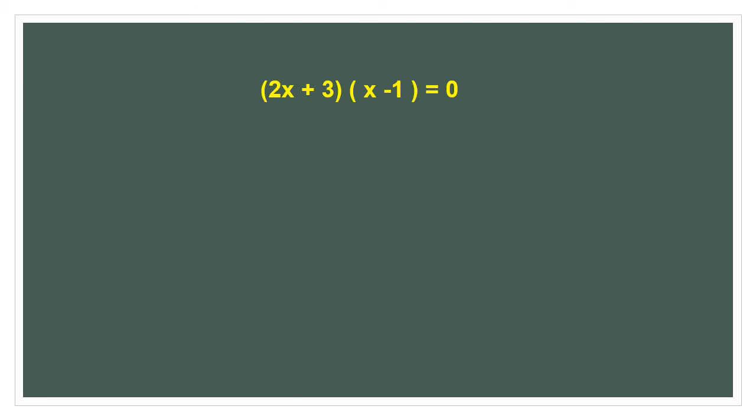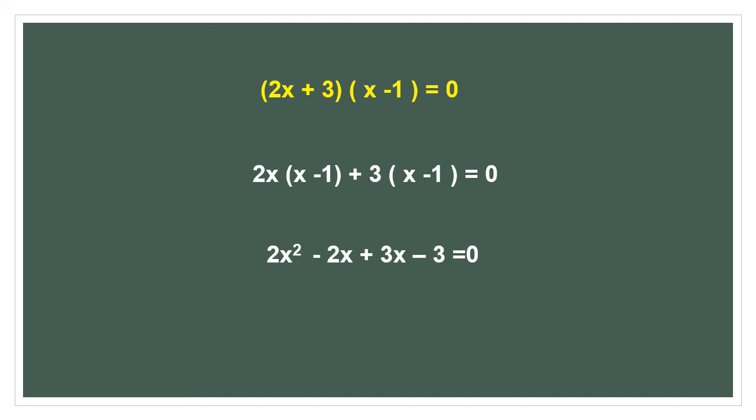Okay? So, ngayon, we're going to multiply yung ating first term of the first binomial factor dun sa ating second binomial factor na x minus 1. Then, yung ating second term of the binomial factor ay imumultiply din doon sa x minus 1. So, ganito na ngayon ang magiging itsura. So, 2x times quantity x minus 1 plus 3 times quantity x minus 1 equals 0. So, using the distributive property, ganito ang ating magiging sagot. So, we have 2x squared minus 2x plus 3x minus 3 equals 0.